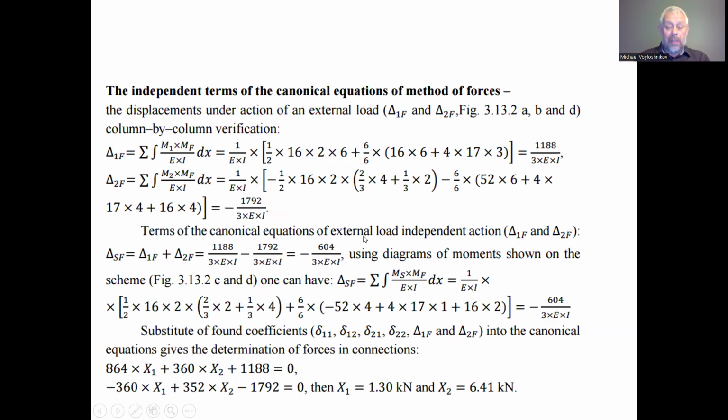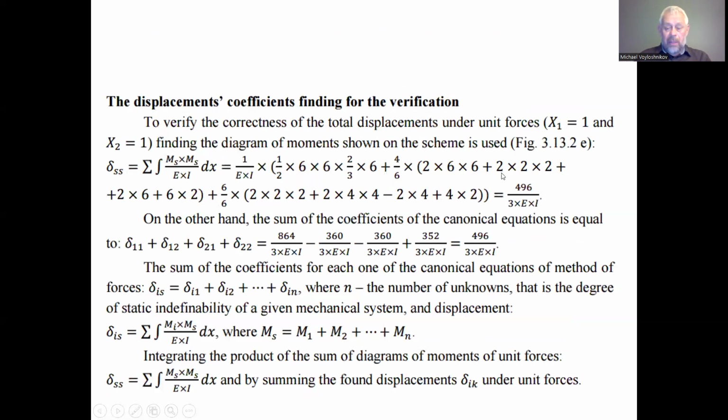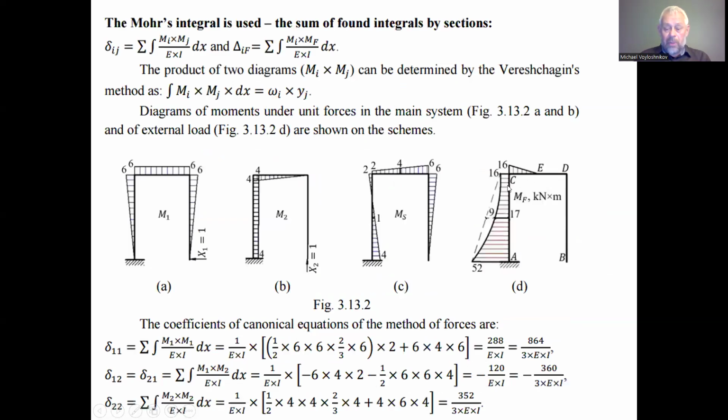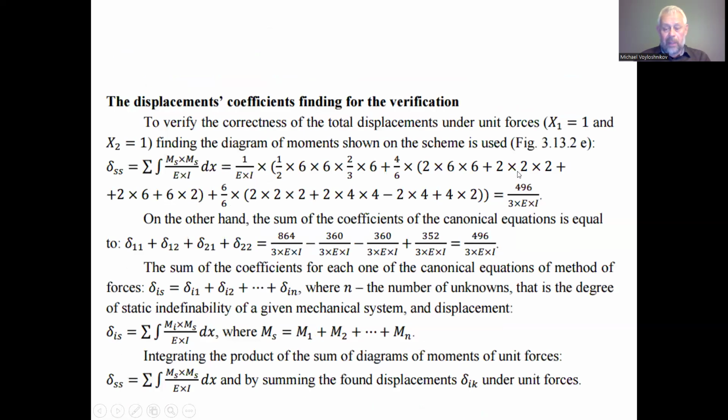And here we have the product. First is the Vereshchagin rule. So we have minus one half of 16 by 2, where 16 by 2 is the area of the segment of the diagram. The 2 is the distance from C to the point in the middle. The total span is 4, so from C it is 2, and 16 by 2 by one half is for the triangle shape of the diagram.